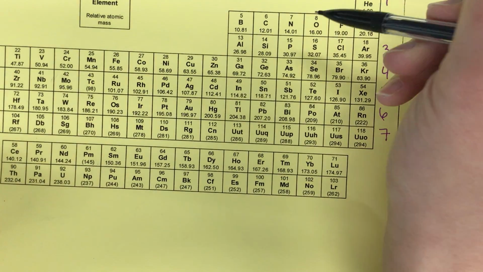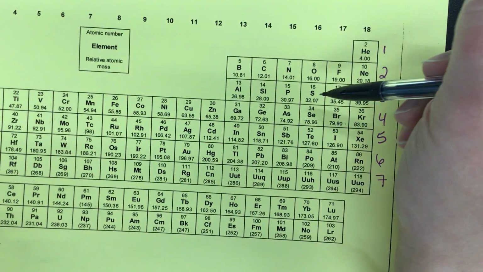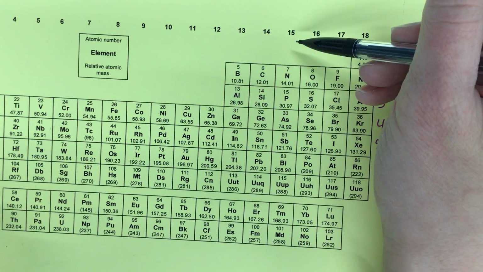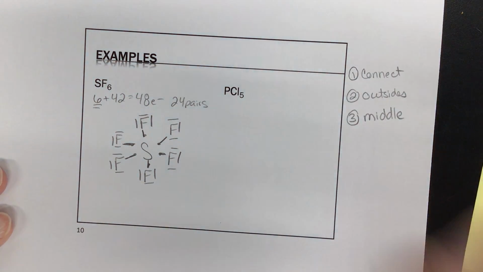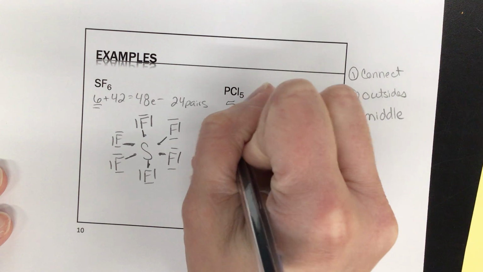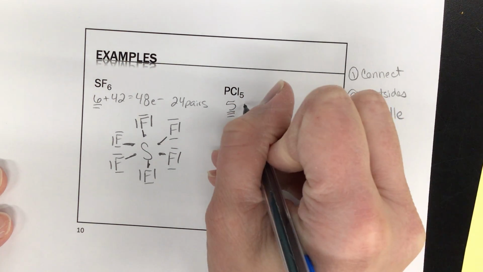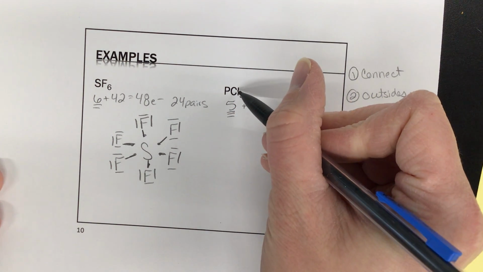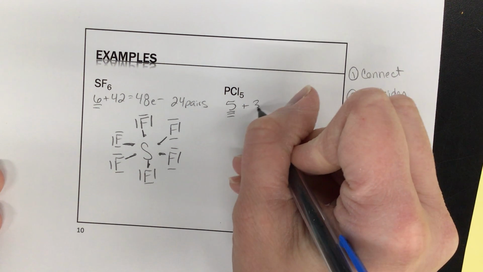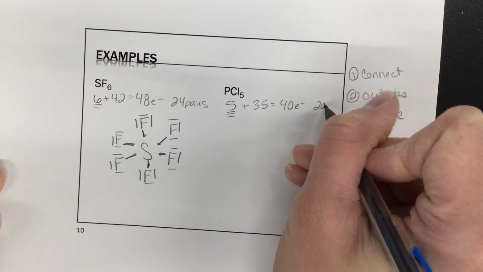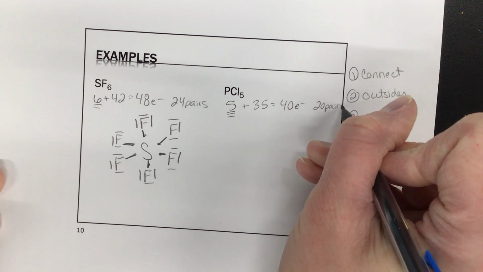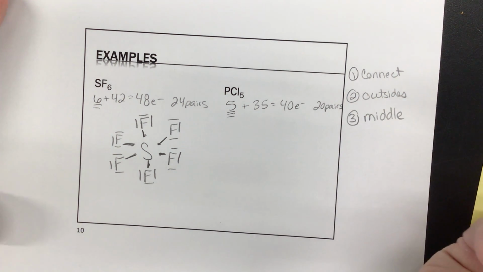So phosphorus, PCl5. Phosphorus is in group 15, so that's 5 valence electrons. Chlorine is in group 17, and that's 7 valence electrons. So phosphorus here in the middle can make 5 bonds. Each chlorine has 7 valence electrons. 7 times 5 is 35. So we're going to have 40 electrons to work with, which comes out to be 20 pairs because nobody wants to work with 40 dots, okay?